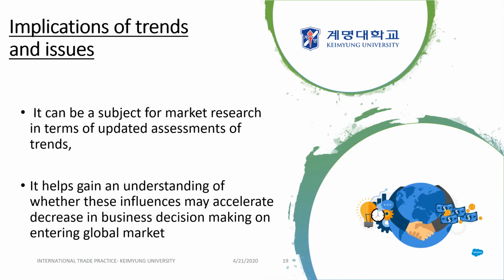What are the implications or the effect of these trends and issues? Okay, number one, it can be a subject for market research in terms of updated assessments of trend. I already mentioned that this dynamic environment of the firm could influence the decision making of the company in terms of designing the product, communicating the product, and transporting the products to another country. And these trends and issues would give an idea about how a company could accelerate or improve their strategy in entering global markets.